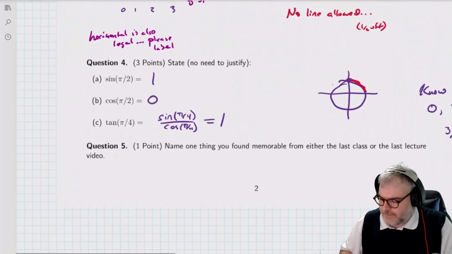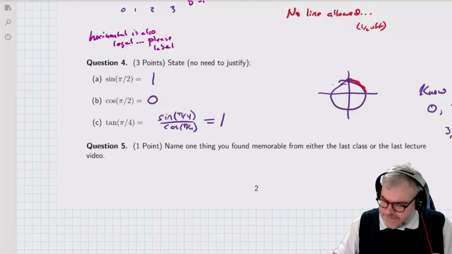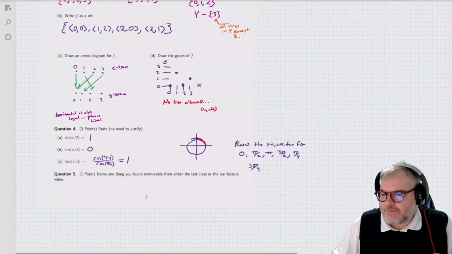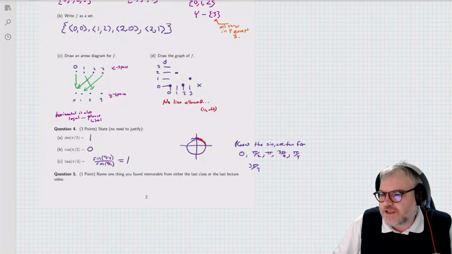Name one thing you found memorable from either the last class or the last lecture video. Okay, so that was quiz 1B. I'm going to stop the stream now. And we're going to jump into Discord. Give me just 1 second with, let's see, stop the stream. There we go.